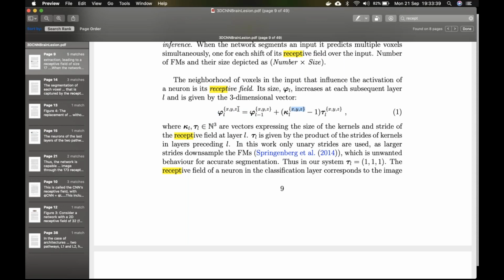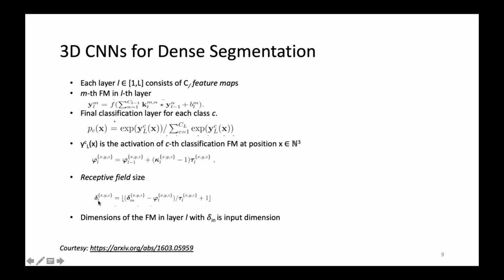Suppose you have a voxel. What is its location? Its size phi L increases in subsequent layer L, given by a three-dimensional vector. So phi L XYZ is a vector. It depends on the previous XYZ multiplied by K, where K is the size of the kernel, and tau is the stride of the receptive field. It is a three-dimensional thing. Got it. So this is the receptive field: the area surrounding the voxel.